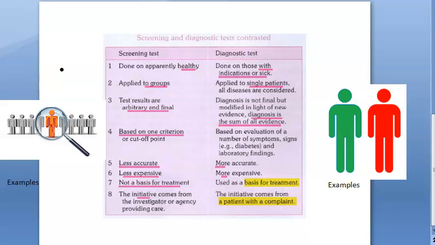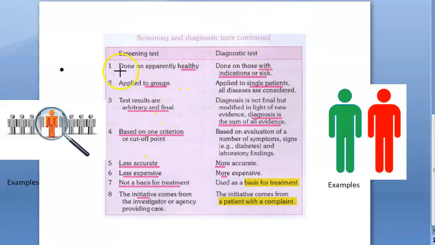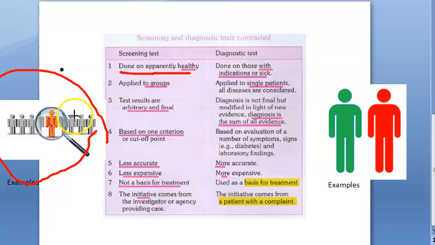Hello people, in this video we want to look at the differences between screening test and diagnostic test. So let us look at the differences. Screening test is done on apparently healthy people. So these are normal healthy people and you are checking healthy people for a disease. So this is applied to groups. The tests are arbitrary. So tests can be coming as positive or negative, but it is arbitrary, okay? And it's less accurate, it is less expensive, so you can do it on many people, right?